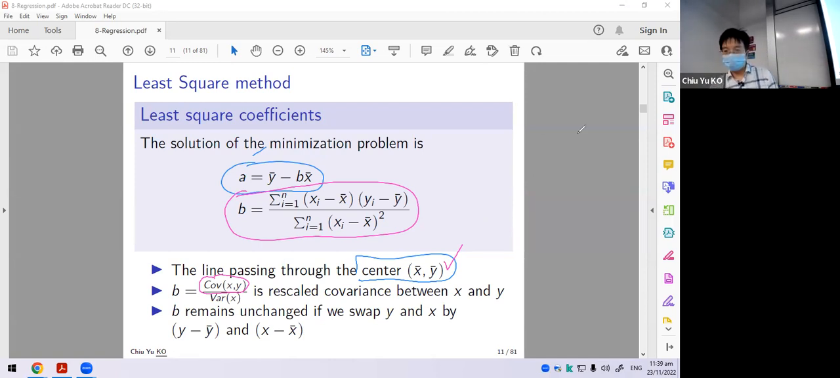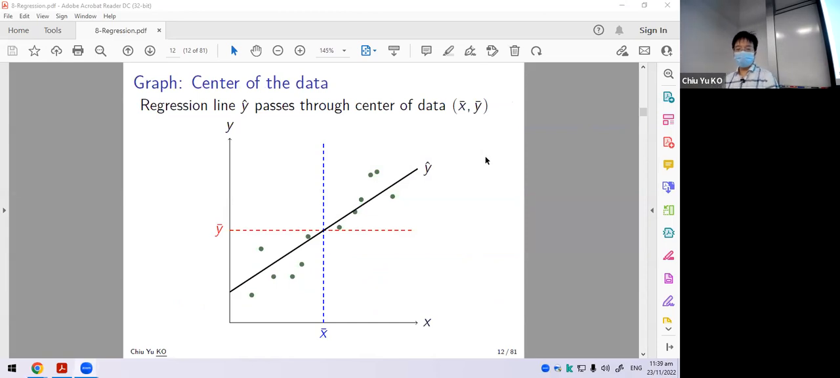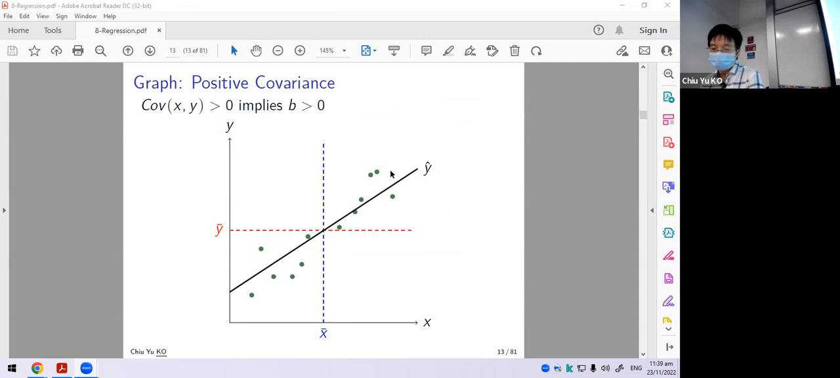I guess it's good to look at the graph again. The first one demonstrates the idea that the best fit line will pass through the center of the data. And the second one demonstrates that if this is the case, it is actually positive covariance, right? The points are more likely to be in the pink region, and the pink region means they have positive covariance. Outside the pink region, it will be negative covariance, right?